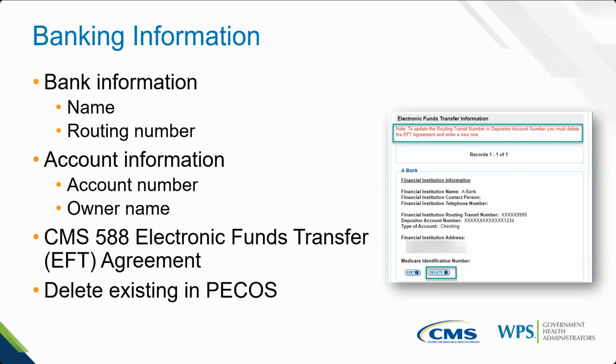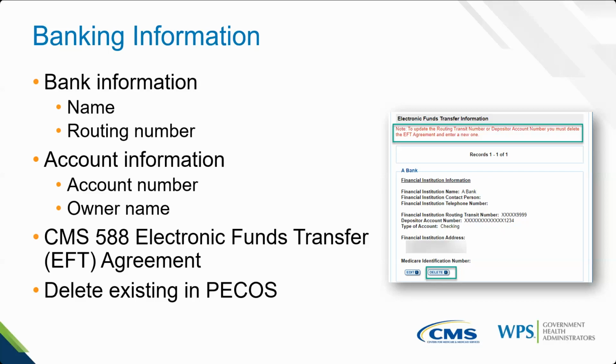It can more easily be changed in PECOS. You will not do a separate EFT form. Instead, you will actually update the electronic funds transfer information topic with the new information. This is one, and you'll see I have it highlighted here in green. This is one of those sections where in order to change it, you have to delete the existing information.